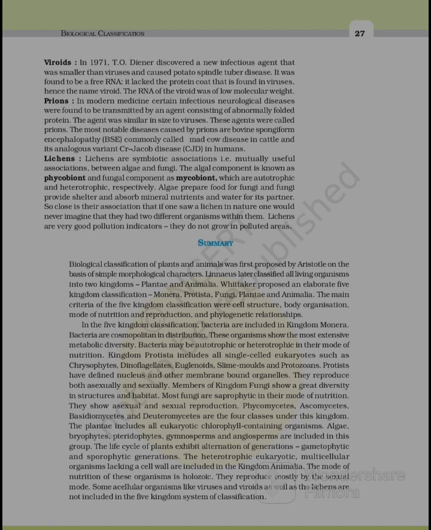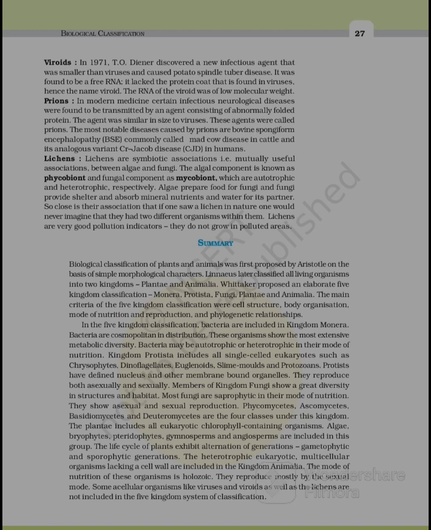Lichens. Lichens are symbiotic associations, that is, mutually useful associations between algae and fungi. The algal component is known as phycobiont and the fungal component is known as mycobiont, which are autotrophic and heterotrophic respectively. Algae prepare food for fungi and fungi provide shelter and absorb mineral nutrients and water for their partner. So close is their association that if one saw a lichen in nature, one would never imagine that they had two different organisms within them. Lichens are very good pollution indicators. They do not grow in polluted areas.